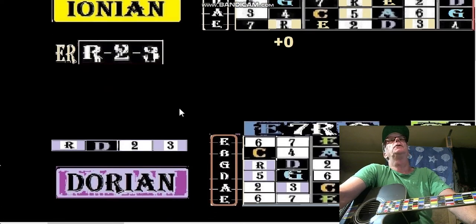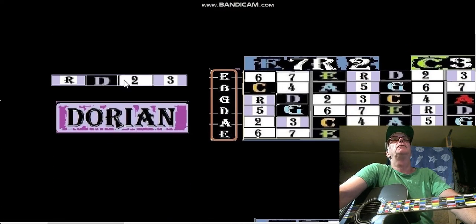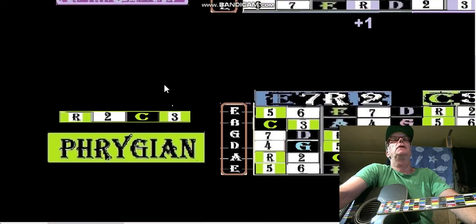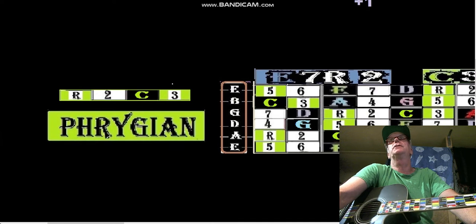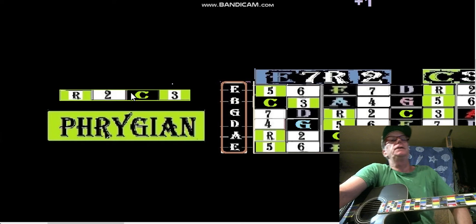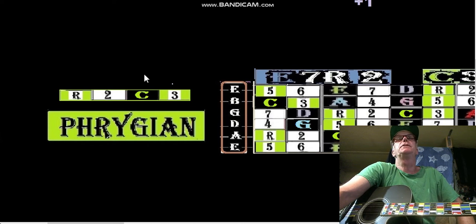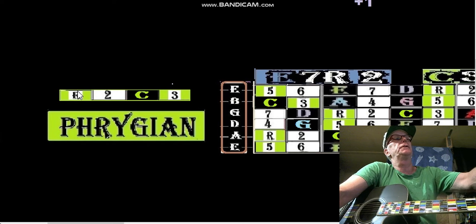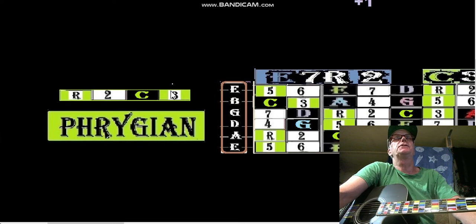So then we go to Dorian. We've got root 2 3. That's your Dorian string shape. Scrolling right along, we have the Phrygian string shape. Now these are all saying root 2 3, but the Phrygian string shape is 3 4 5. But if we add 2 to it, the root plus 2 is 3. But this is the string shape.